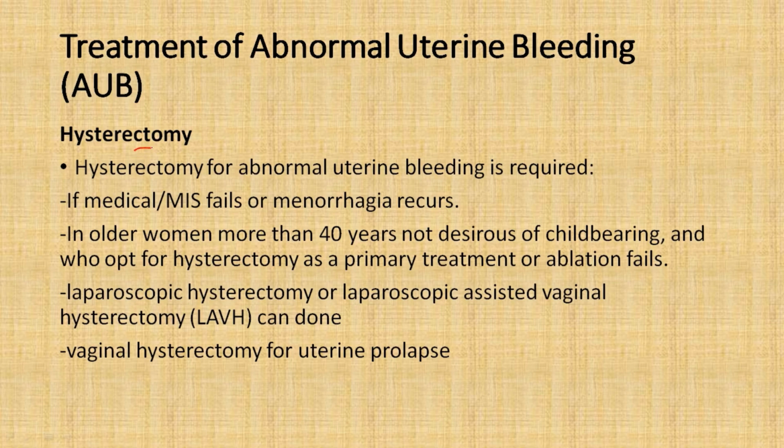So we'll move to hysterectomy. Hysterectomy for abnormal uterine bleeding is required if medical methods fail or menorrhagia recurs. In older women more than 40 years not desirous of childbearing and who opt for hysterectomy as a primary treatment or ablation fails. Laparoscopic hysterectomy or laparoscopic assisted vaginal hysterectomy, that's LAVH, can be done. Vaginal hysterectomy for uterine prolapse.